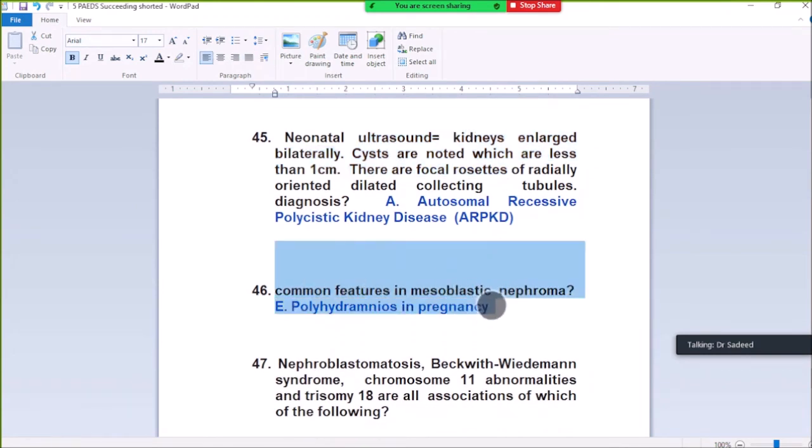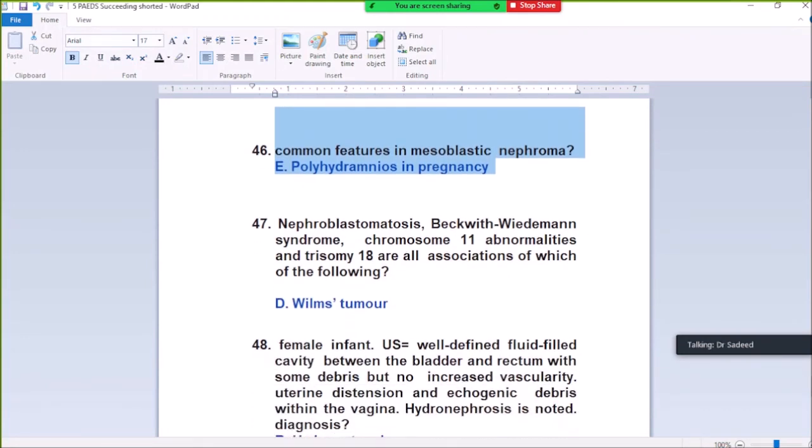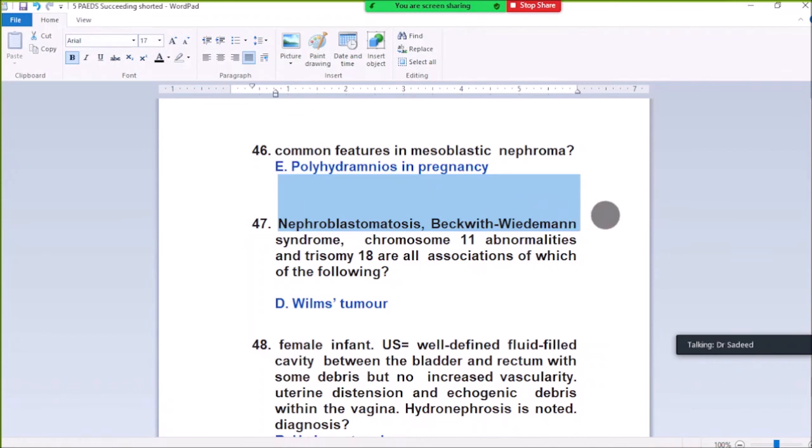46. A common feature in mesoblastic nephroma is polyhydramnios in pregnancy. Mesoblastic nephroma, polyhydramnios in pregnancy. 47. Nephroblastoma, Beckwith-Wiedemann syndrome, chromosome 11 anomalies, and trisomy 18 are all associated with which of the following? Wilms tumor. Remember, Beckwith-Wiedemann is associated with Wilms tumor. W for Wiedemann, W for Wilms tumor.